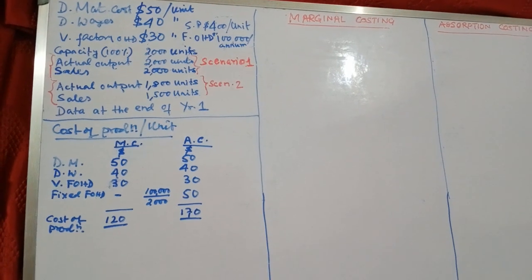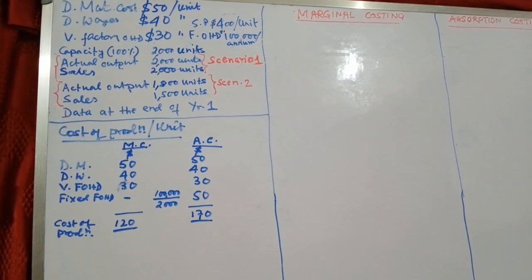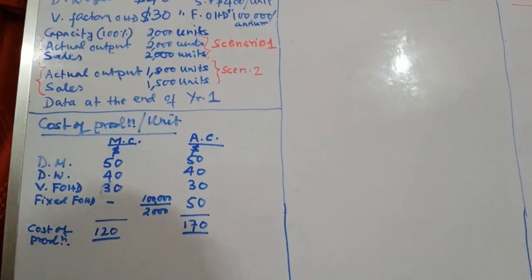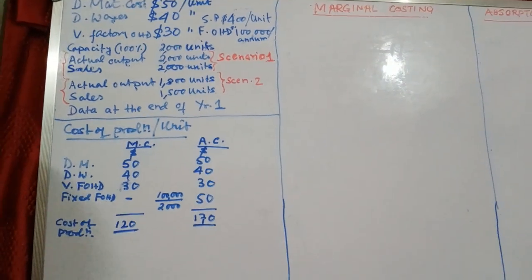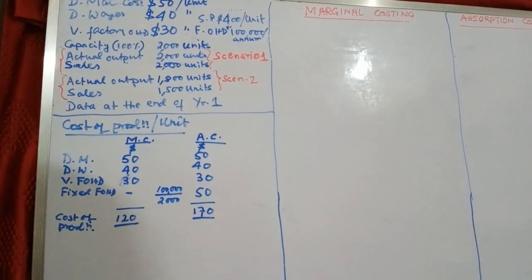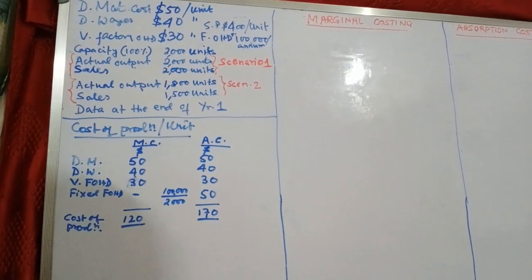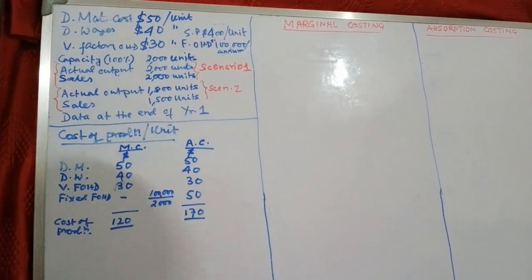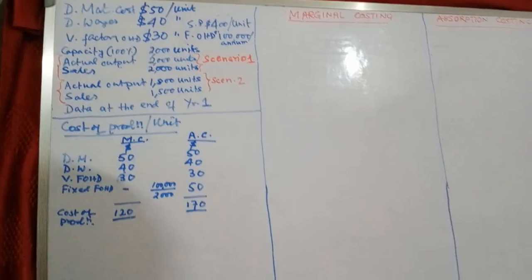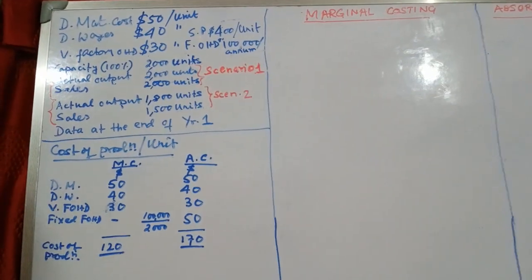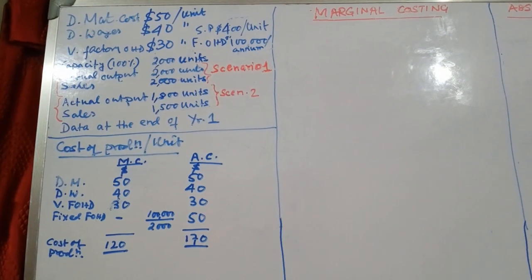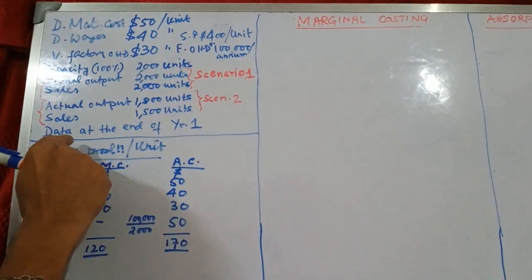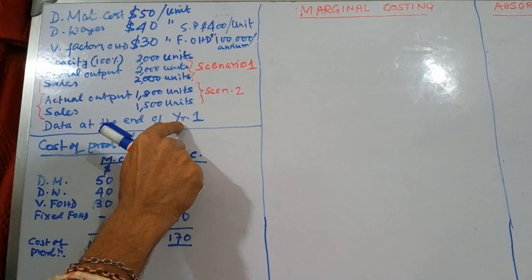Correct? Now we shall see what is the profit under marginal costing and absorption costing under scenario 1. That is, actual output is equal to sales, and that is also equal to the total capacity. There is no closing stock, and since the data are at the end of year 1, this means there is no opening stock.